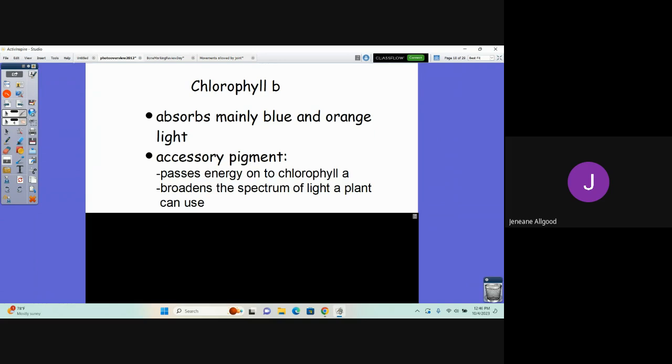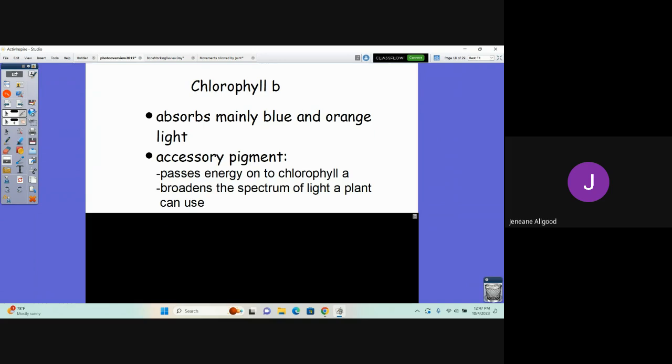Okay, so it passes energy on to chlorophyll A and broadens the spectrum of light that a plant can use. Because remember what we said chlorophyll A absorbed? We said it absorbs blue, violet, and red light the best. Well, this is different. This is blue and orange light. So you have different specialties, right? Different areas of concentration, or in this case, different wavelengths of light that it absorbs, because you are trying to maximize the amount of light that the plant can take in.